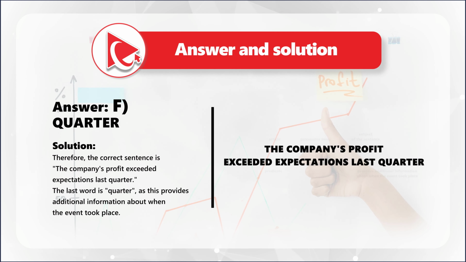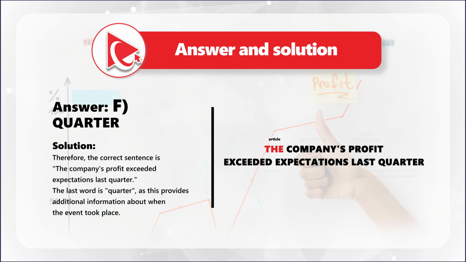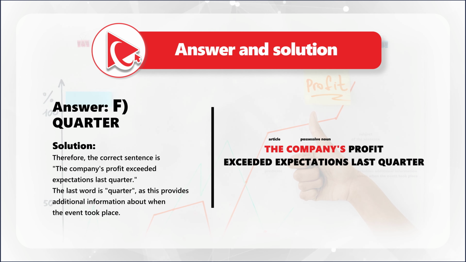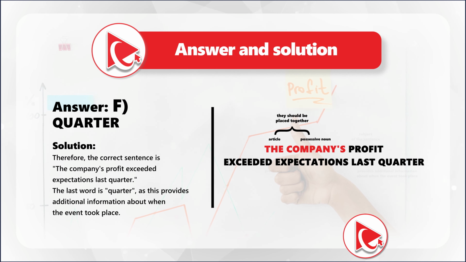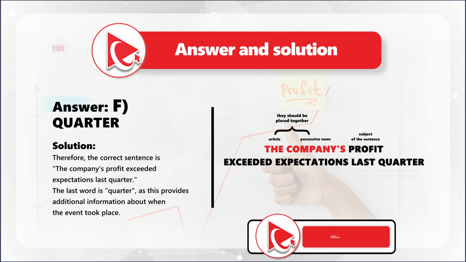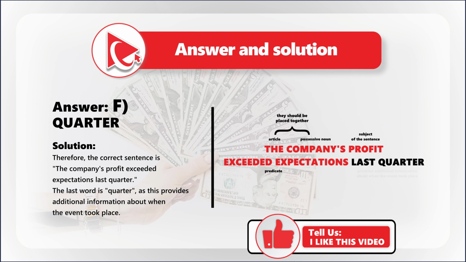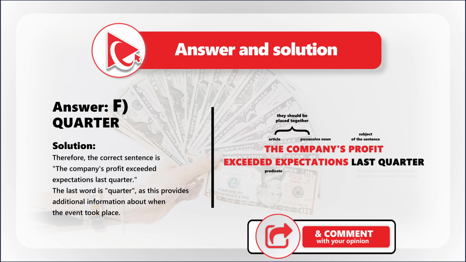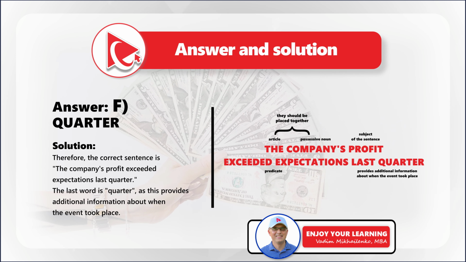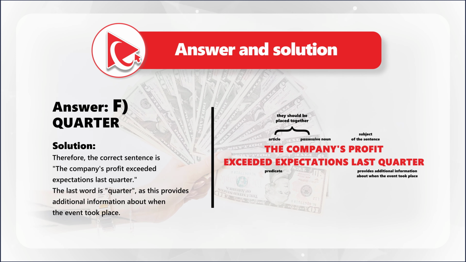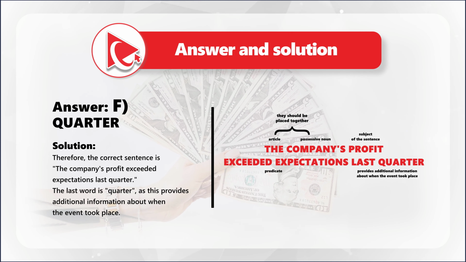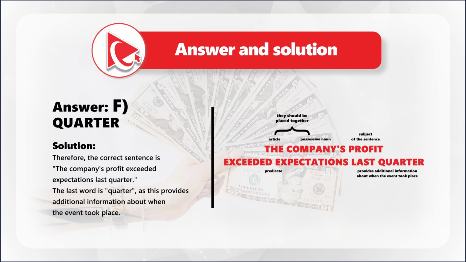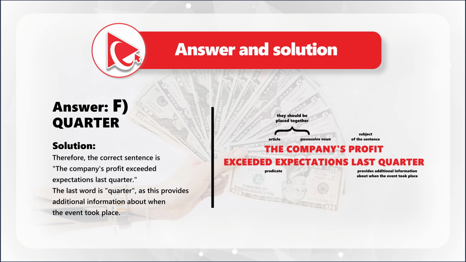The correct sentence is built by using an article, the, and possessive noun companies, the company's. In a typical sentence in English, they should be placed together. Profit is the subject of the sentence, and exceeded expectations is the predicate. Last quarter provides additional information about when the event took place. So the correct sentence here is the company's profit exceeded expectations last quarter. The last word in this sentence is quarter. So the correct answer here is F, quarter.